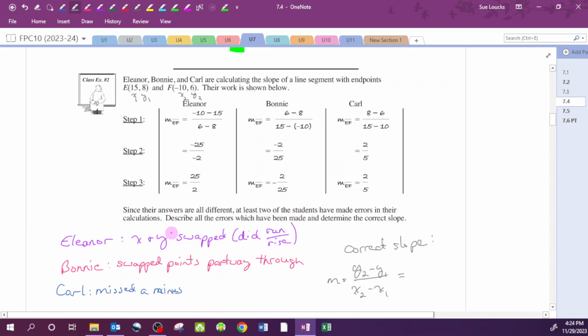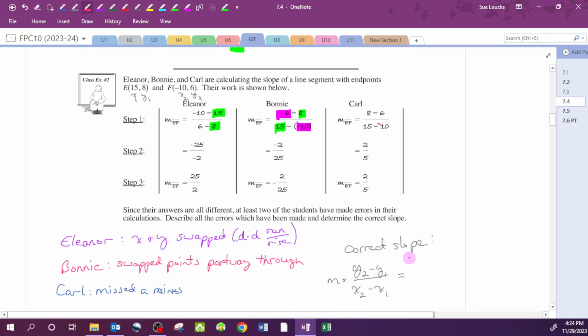Bonnie swapped her points. So like the 6 and the 10 are point F, and the 8 and the 15 are from the other point. So you can't have that. You have to have them stacked. Like on this one, we had the 15 and the 8 are stacked like that. Okay, so that's what Bonnie did wrong. And then Carl missed a minus sign, and that is the most common mistake that I see. He missed the minus sign for the 10. It should have been minus -10. Okay, that was what was wrong there.